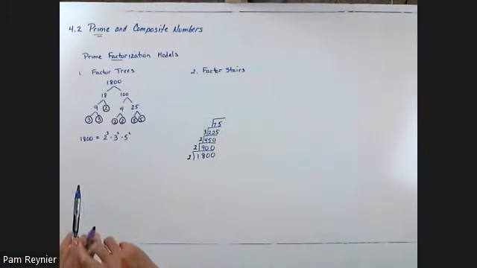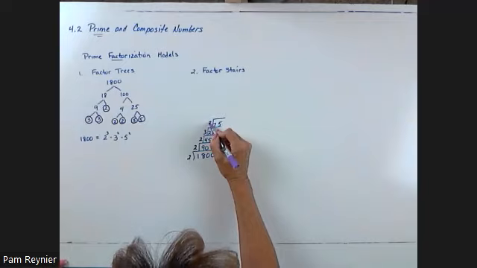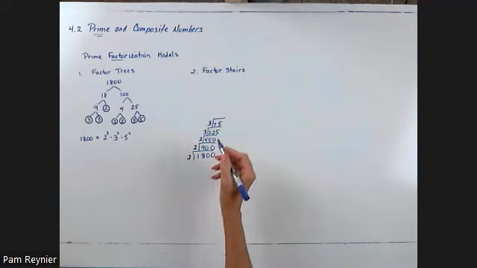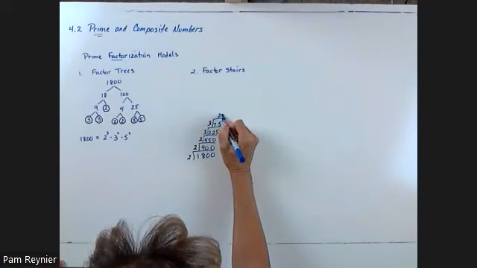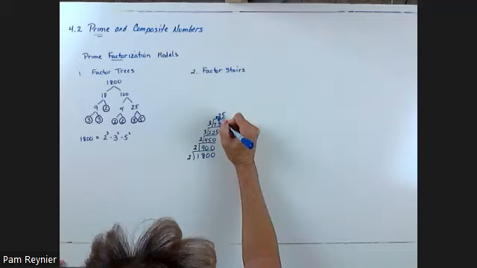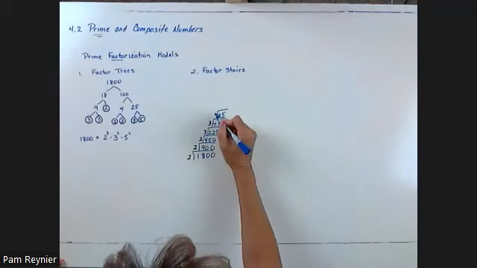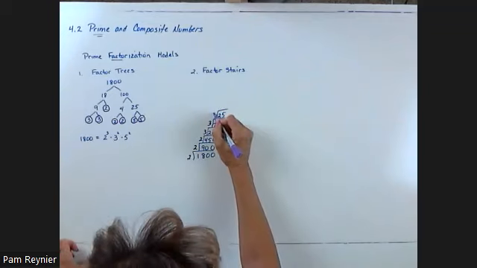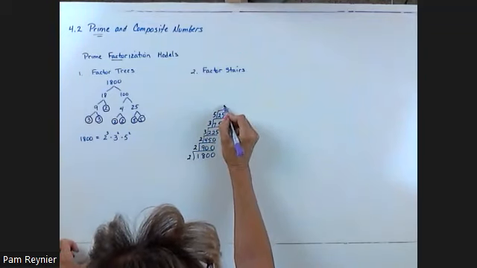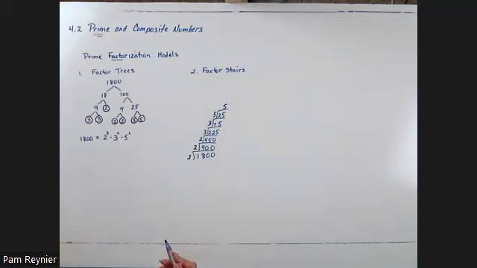Same rule of thumb, 7 plus 5 is 12. 3 will divide into 12, so 3 will divide into 75. But now 3 will not go into 25, so I move to my next largest prime, which is the number 5. And 5 goes into 25 5 times.